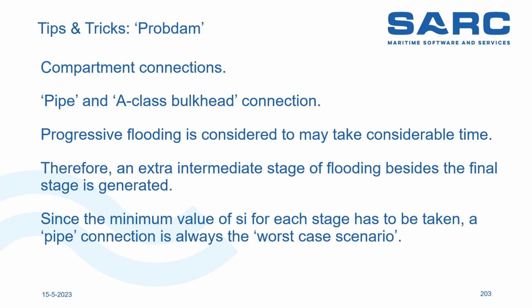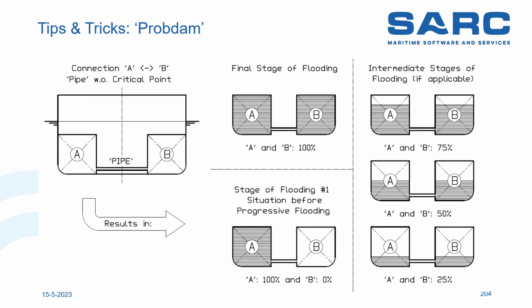Pipe and A-class bulkhead connections. Progressive flooding is considered to take considerable time. We're not sure. Therefore, extra intermediate stages of flooding are generated. And since the minimum value of s for each stage has to be taken, this is the worst case scenario. Here we have an example. An extra stage of flooding is generated where only the damaged compartment is flooded, and compartment B, well, it may take a day or whatsoever. So we've made this extra intermediate stage of flooding. If for this situation, for instance, the s is zero, then the overall s will be zero because you have to take the minimum. So if you're not sure what kind of connection you have, use the pipe. And if you use open, then you're likely to make a cross-flooding calculation, unless you can really make clear that it's a massive hole and that there is no objection.